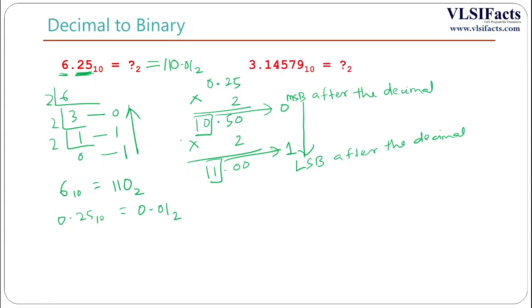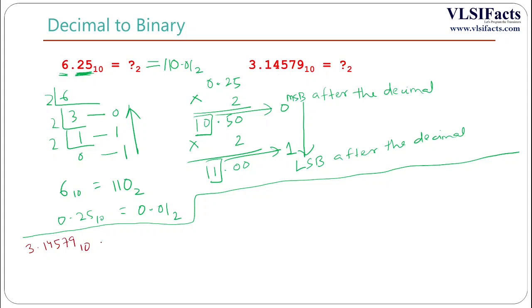To understand the process, let us consider another example. The given example is 3.14579 in decimal number, and we are trying to figure out the equivalent binary number. Now for the digit before the decimal point, that is 3 over here, this is simple as we have discussed earlier. Keep on dividing 3 by 2 and keep on collecting the remainder.